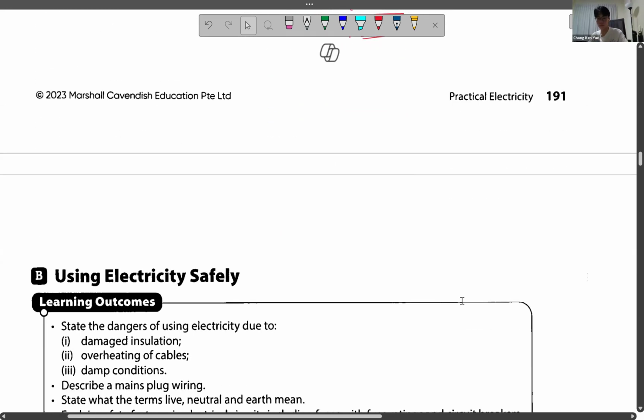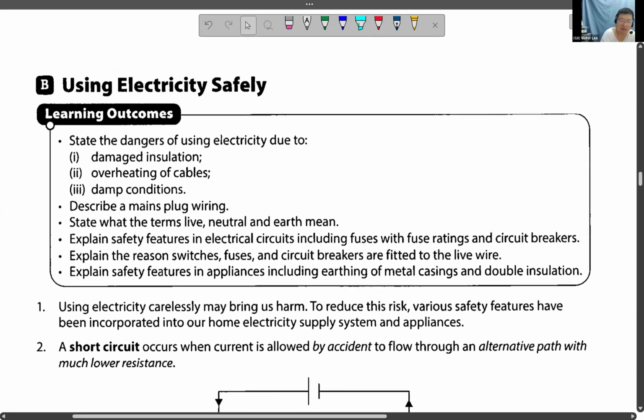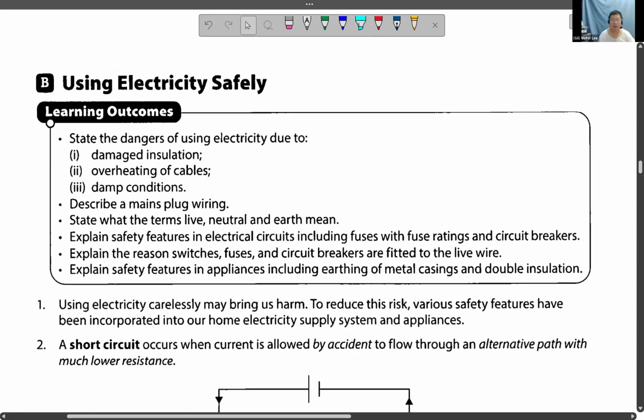Okay, the next part is quite theory wise. I'll just tell you the key things you need to remember. Dangers from using electricity come from damaged insulation, overheating, and damp conditions. If insulation is damaged or there is overheating or damp conditions, you can get electric shock, and can die of electric shock. Overheating usually ends up in a fire, like when people charge electric bikes or PMDs, all electrical devices or even handphones, and the house catches fire because of overheating.